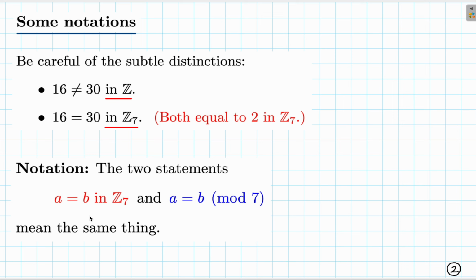Now, we've been saying A is equal to B in Z7, and that's typically a notation that we'll continue to use. Oftentimes in mathematics, we say A is equal to B, parentheses, mod 7. And those mean exactly the same thing. I'll tend to stick with this notation, but you might see A equals B mod 7 in other contexts, particularly in number theory. So I just wanted you to see both phrases, and they mean the same thing.